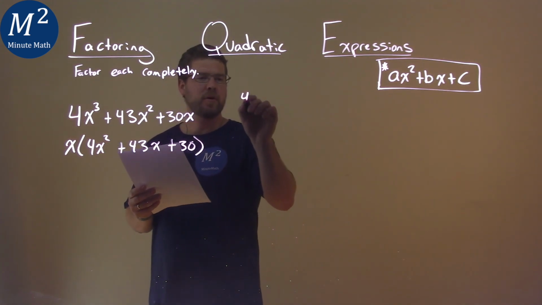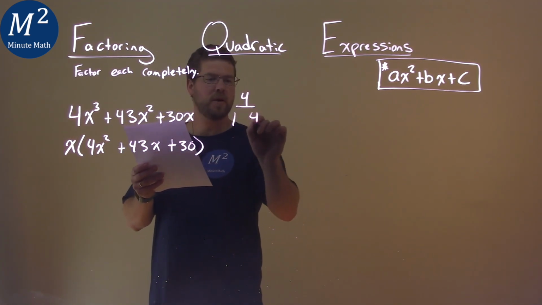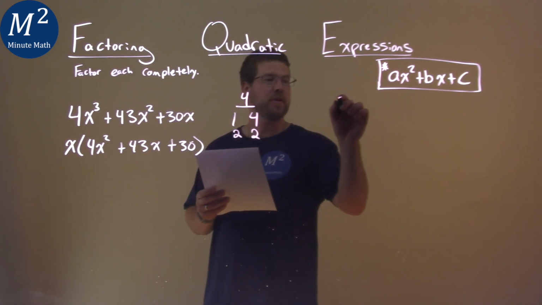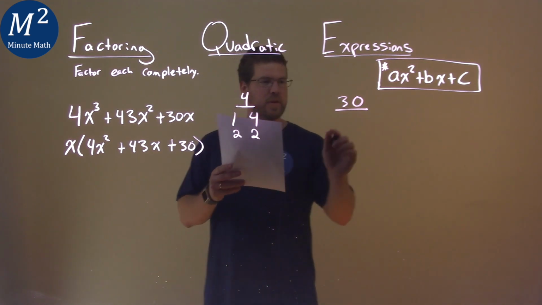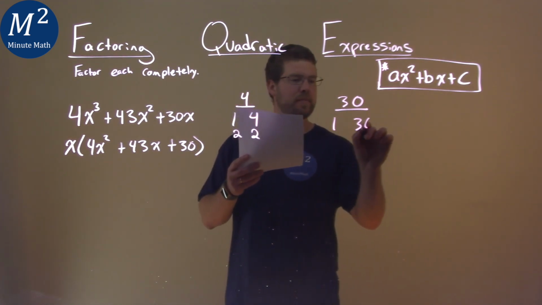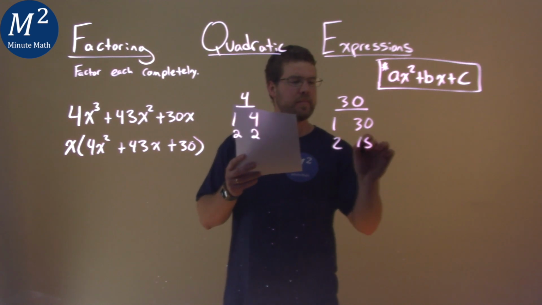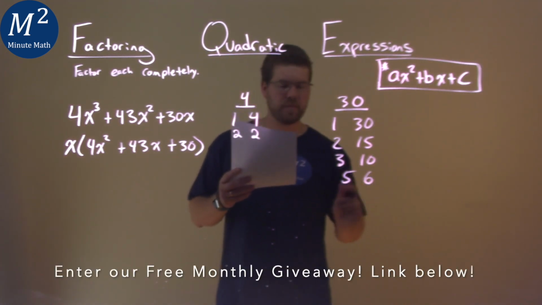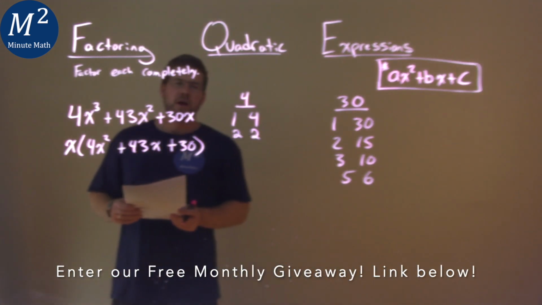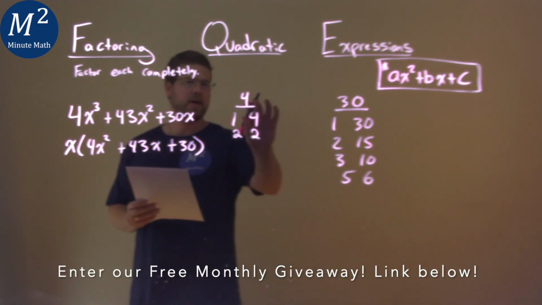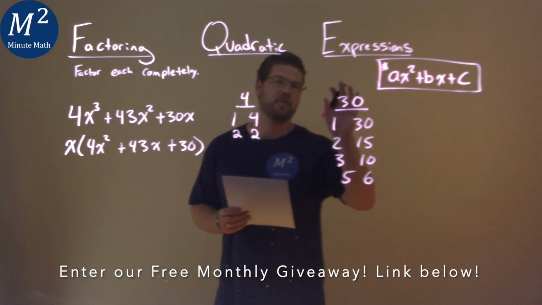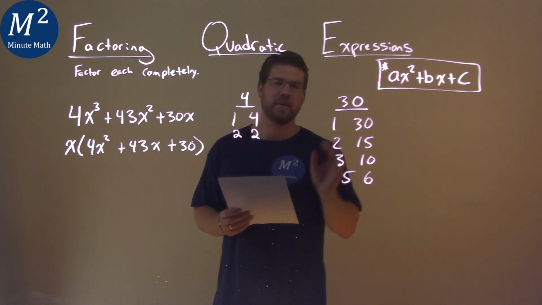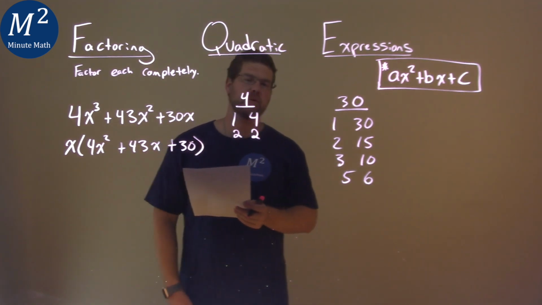Our a value is 4, and 4 is either a combination of 1 times 4 or 2 times 2. Our c value is 30, and that can either be 1 times 30, 2 times 15, 3 times 10, or 5 times 6. And what I'm looking at here is I want to take one of the pairs from A, multiply by one of the pairs from C, added to the other pair from A times the other from C. And we want to try to get our B value, which is 43.